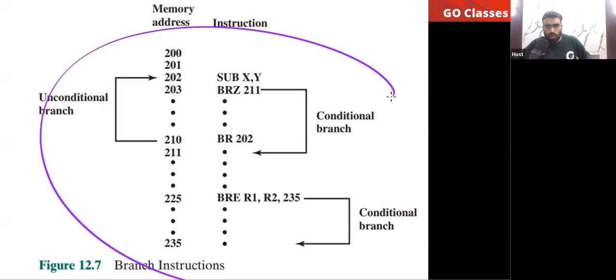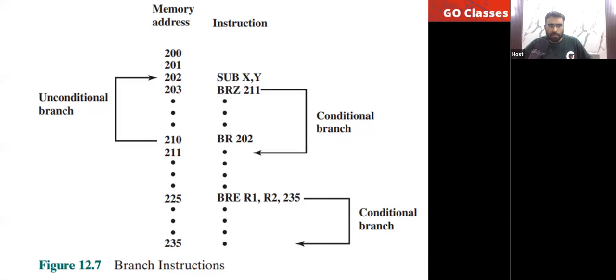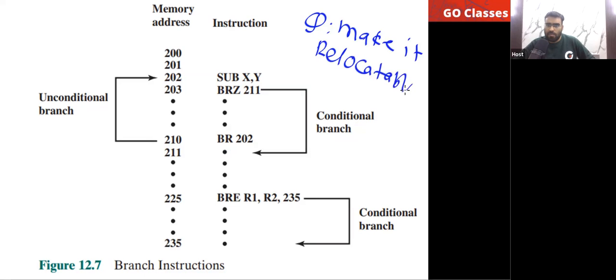Now, this code, with the help of base, you convert this. This is my question. You just take this question and make it relocatable using base register addressing mode. How will you do it?